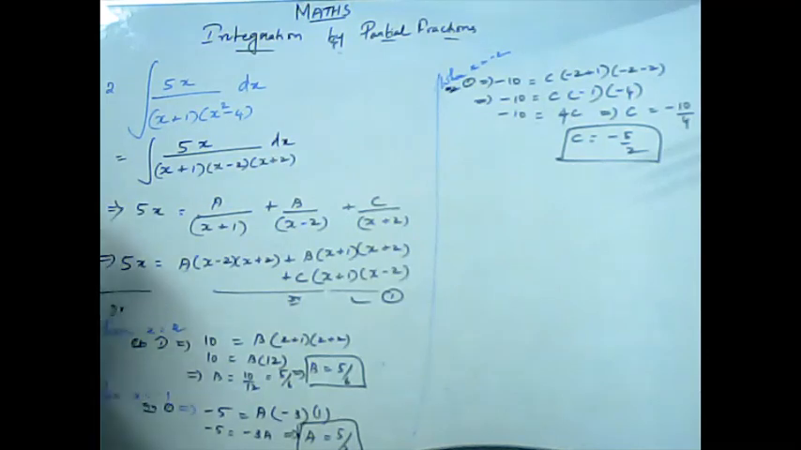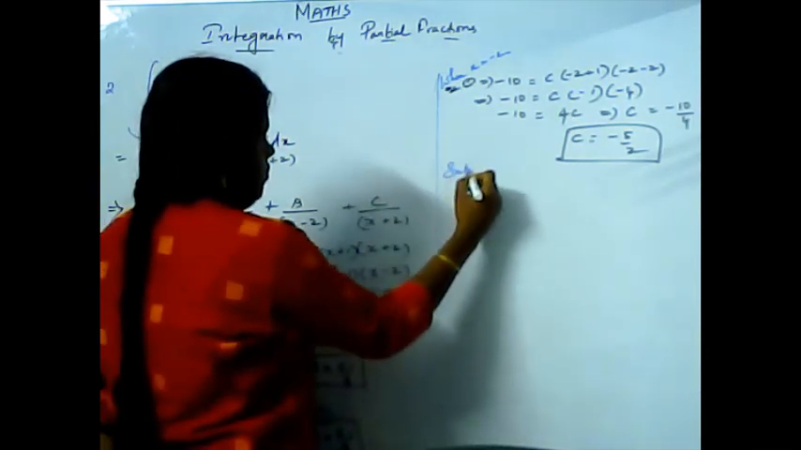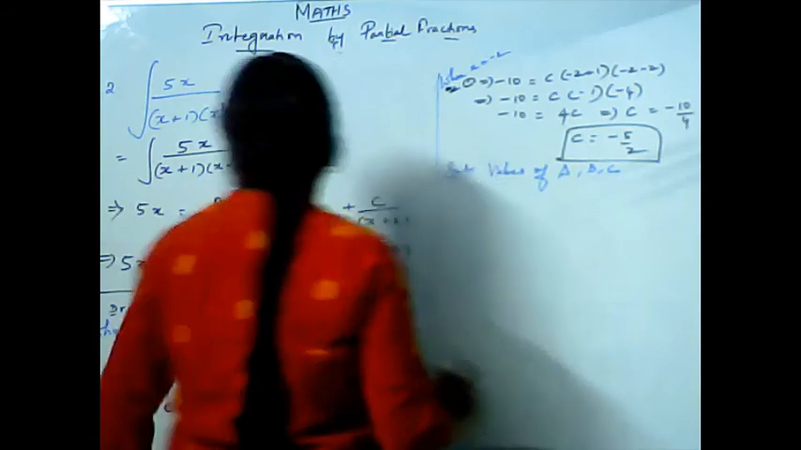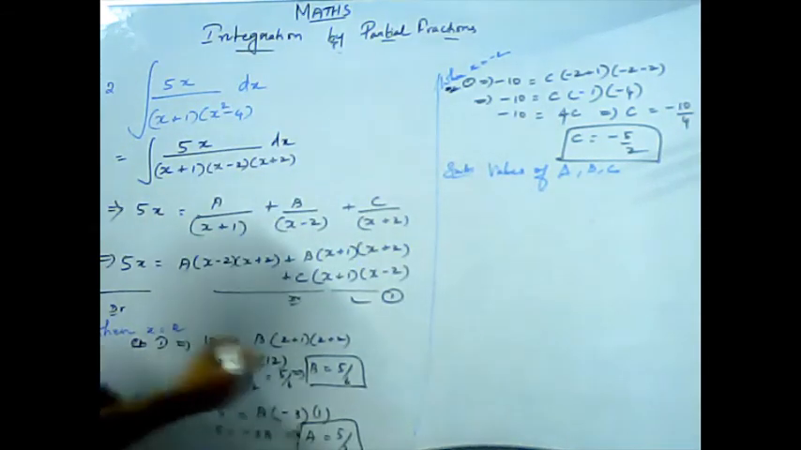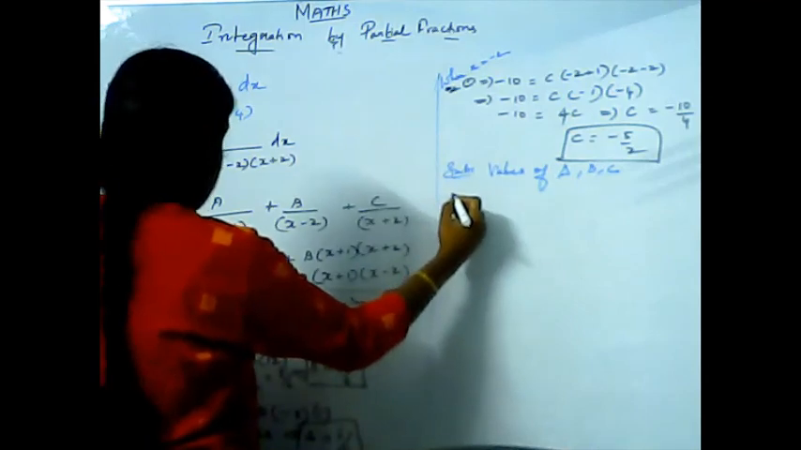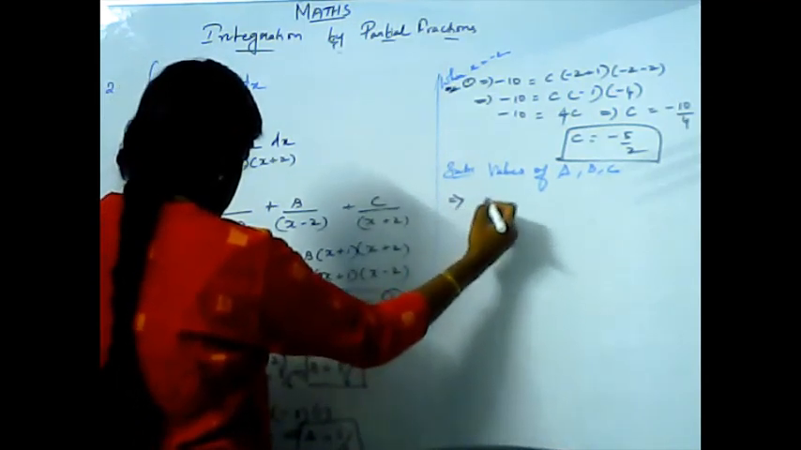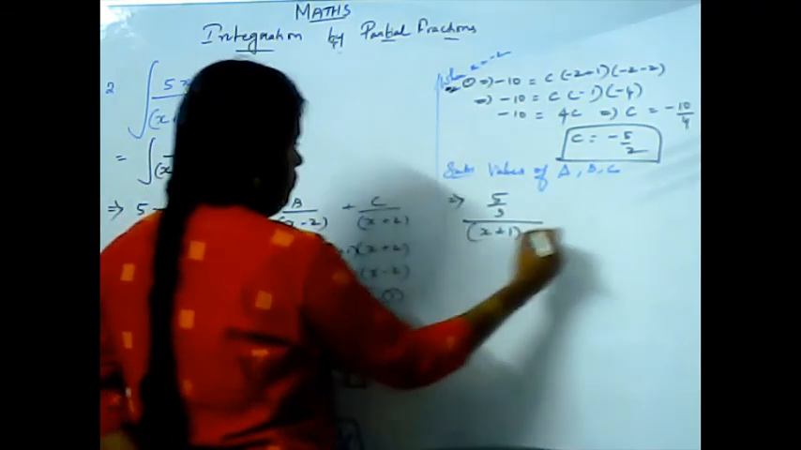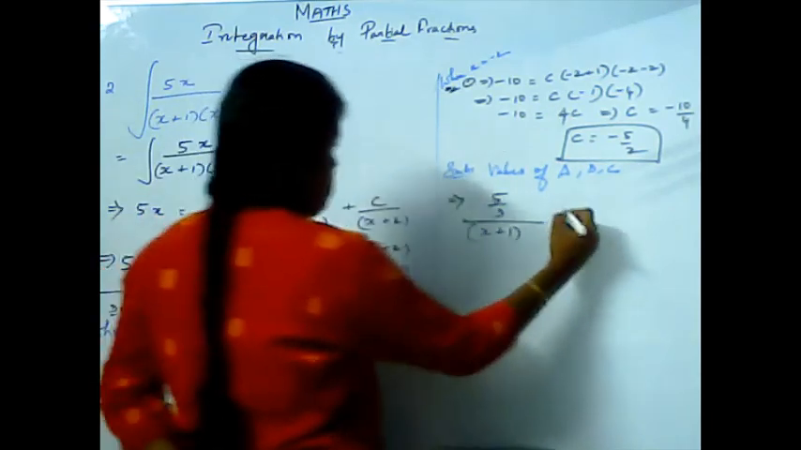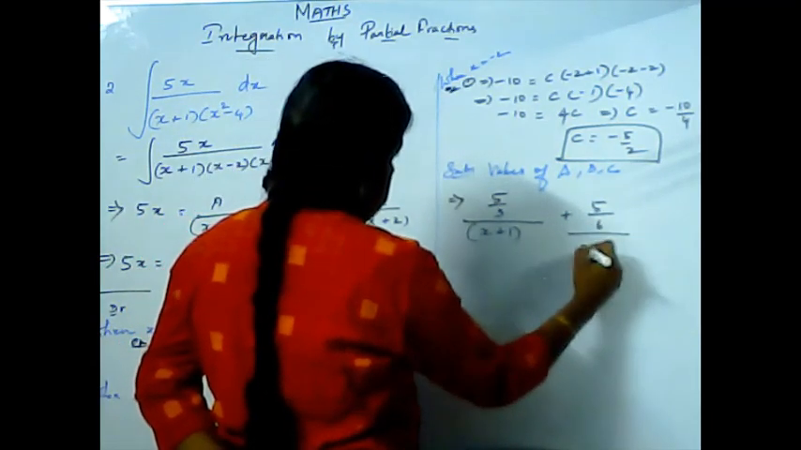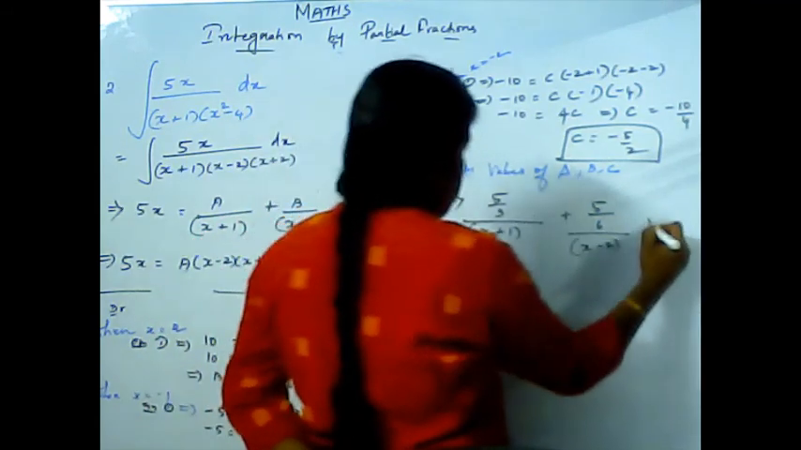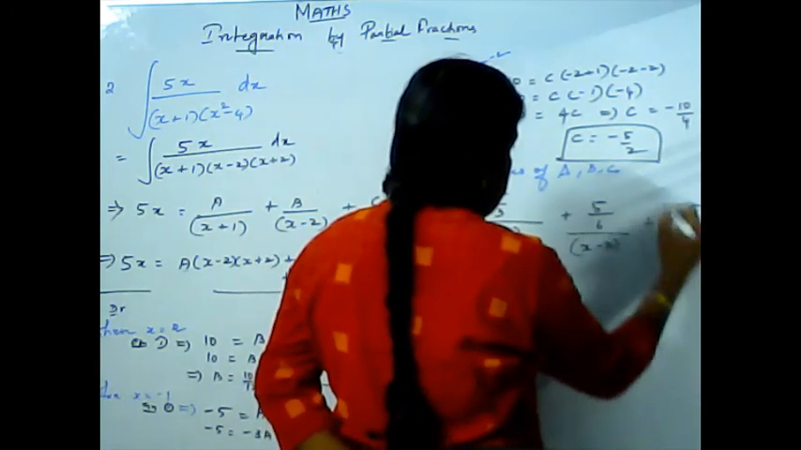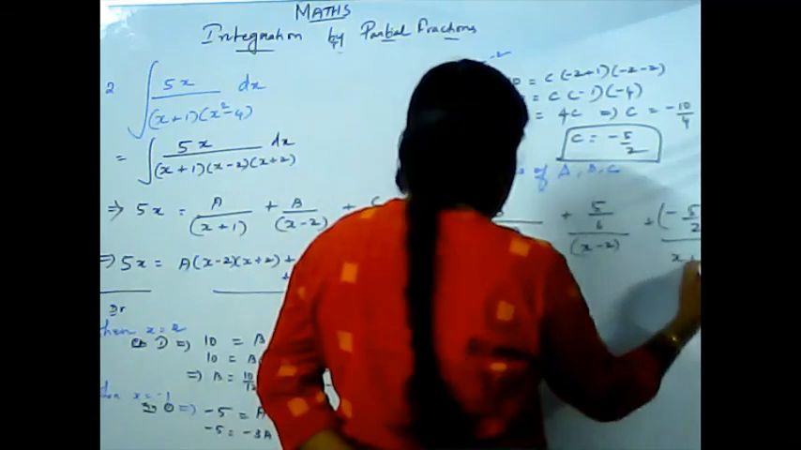Substituting the values of A, B and C, the integral becomes: A value 5 by 3 divided by x plus 1, and B is 5 by 6 divided by x minus 2, plus, what is C? C we have got as minus 5 by 2, minus 5 by 2 divided by x plus 2.